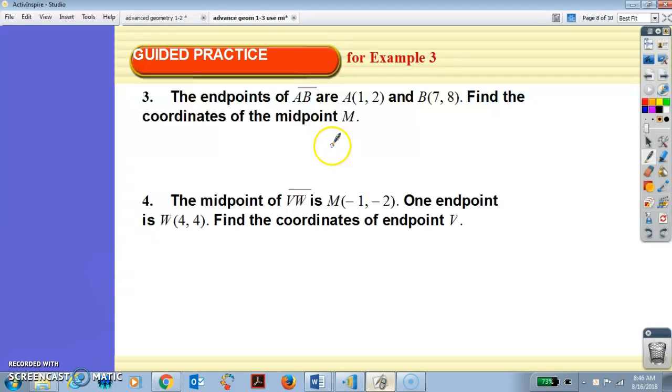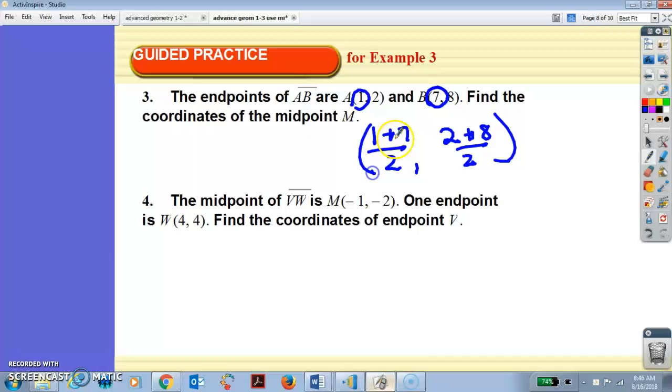The endpoints of AB are (1, 2) and (7, 8). Find the coordinates of the midpoint. So once again, midpoint, add your x's, divide by 2, add your y's, divide by 2. 1 plus 7, divide by 2. 2 plus 8, divide by 2. 1 plus 7 is 8, 8 divided by 2 is 4. 2 plus 8 is 10, 10 divided by 2 is 5. Your midpoint is at (4, 5).